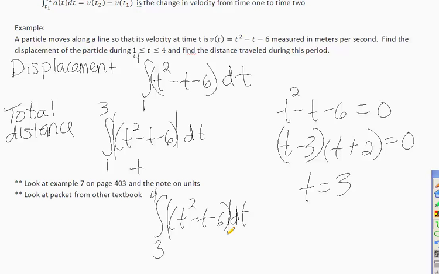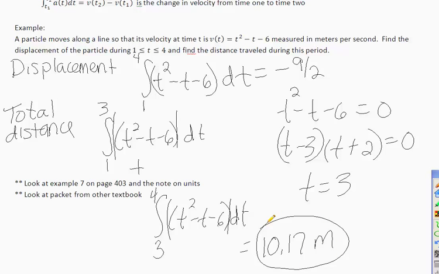So if you do this out, you're going to take the absolute value of both of them and add them together. Okay, so displacement comes out to be negative 9/2, which just means what? I end negative 4.5 backwards, or to the left, from where I started. Total distance, you actually get 10.17 meters. That's actually how far you went. I don't care when I was going forward and backward, that's my total distance.